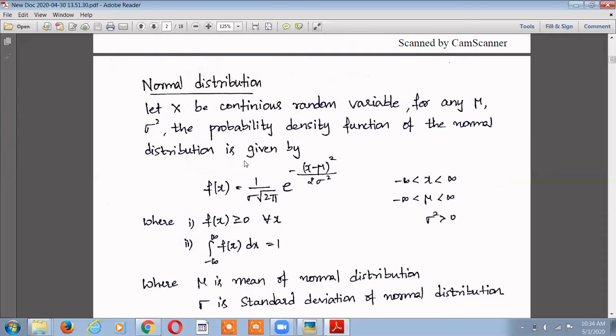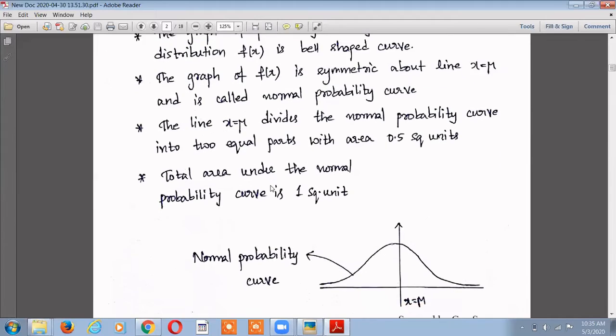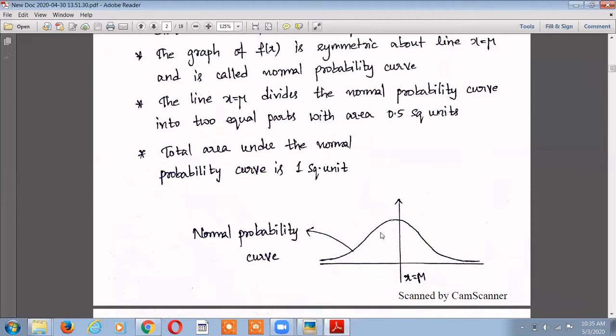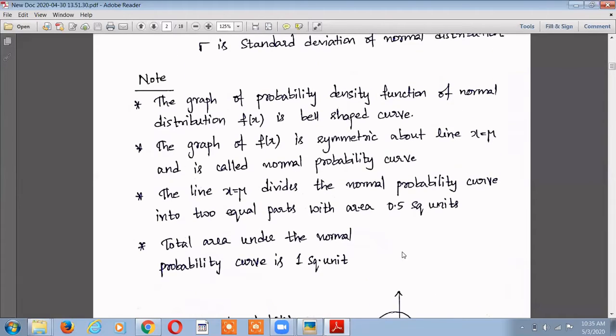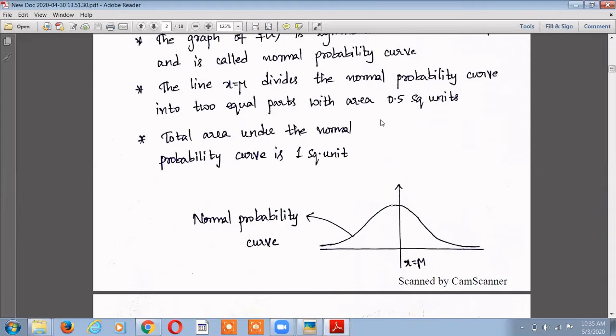Here we can see the probability distribution function, or probability density function, as we call it. If we plot a graph for this function f of x, we can observe the nature of the graph in this form. So this is a normal probability curve. This is the curve of f of x, and this is the line x is equal to mu. There are some special characteristics of this normal probability curve. The first one: the graph of the probability density function of the normal distribution f of x is a bell-shaped curve. We can observe the graph here; if we plot it, it gives a bell-shaped curve.